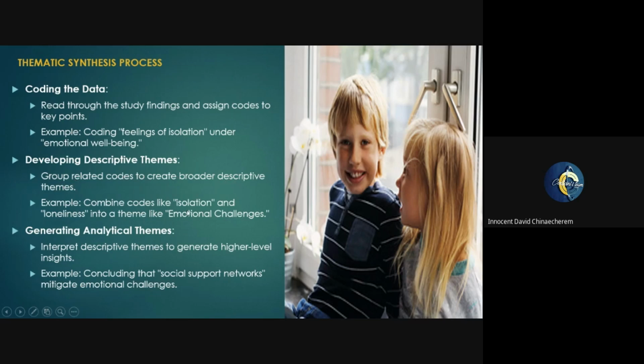So we can combine those codes. For example, codes on isolation and loneliness go into a theme like emotional challenges. And then when we generate the analytical themes, we interpret some of those descriptive themes to generate higher-level insights. That is where we can conclude that social support networks mitigate emotional challenges. This is where we do our analysis. Here, our codes are going to lead us to the themes. So all these are what we need to know about the thematic synthesis process.